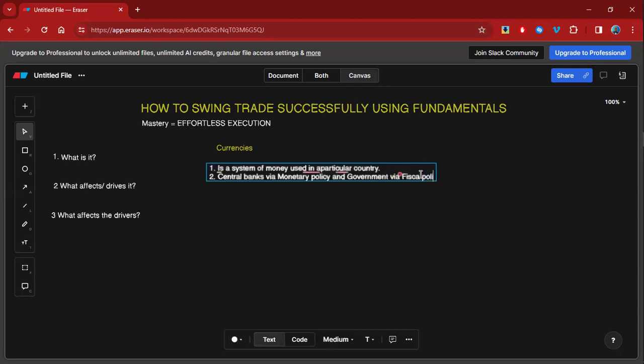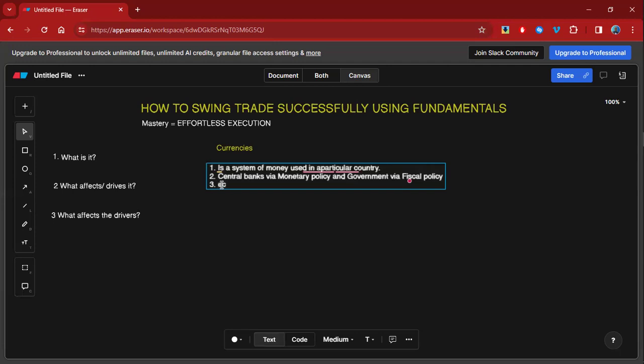So fiscal policy. And then, okay, so the second question is, what affects or drives currencies? It is central banks via monetary policy and government via fiscal policy, right? And then the third question to answer is, what affects the drivers? So in this case, what affects central banks? What affects the government? For them to make decisions, to manage the system, which is a currency, what actually affects them?